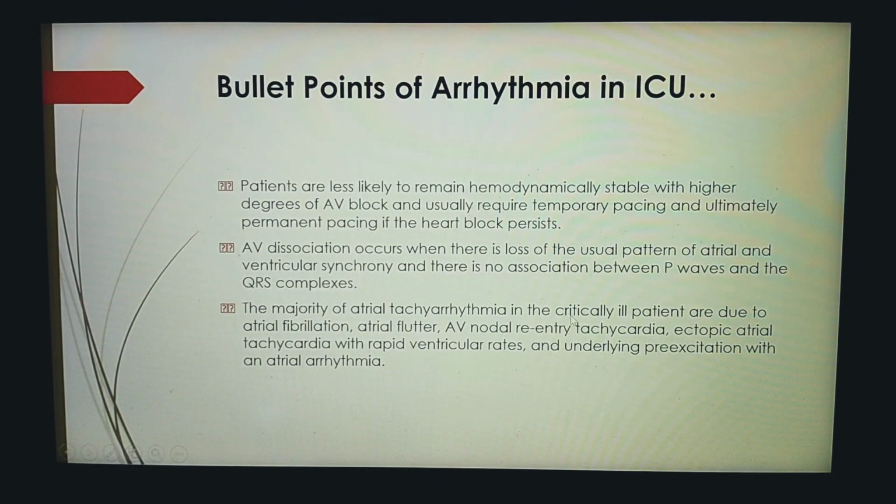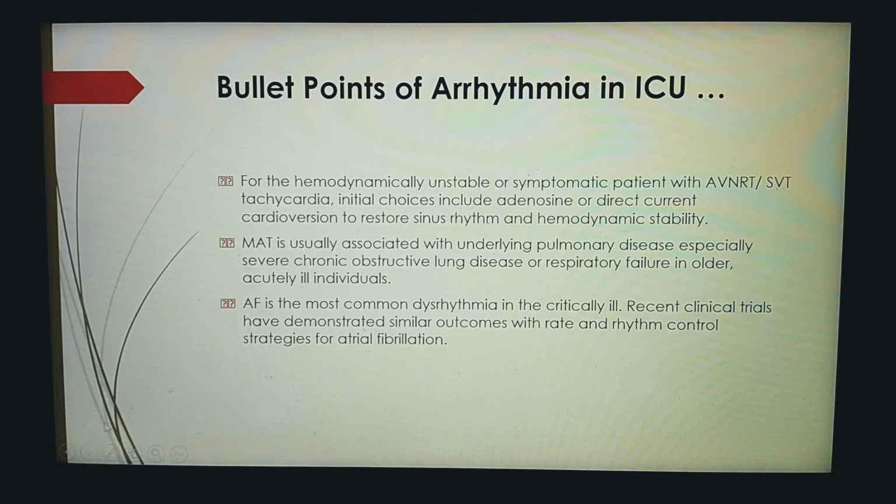The majority of atrial tachycardias are due to atrial fibrillation, atrial flutter, AVNRT, ectopic atrial tachycardia, rapid ventricular rate, and underlying pre-excitation with atrial arrhythmia. For hemodynamically unstable or symptomatic patients with AVNRT or SVT, the initial choice is adenosine or cardiac DC cardioversion. Underlying pulmonary disease is the most common cause, especially COPD. AF is most common in critically ill patients in the ICU.